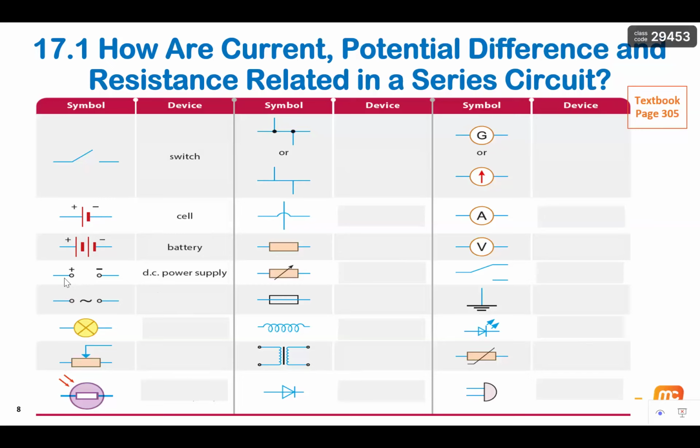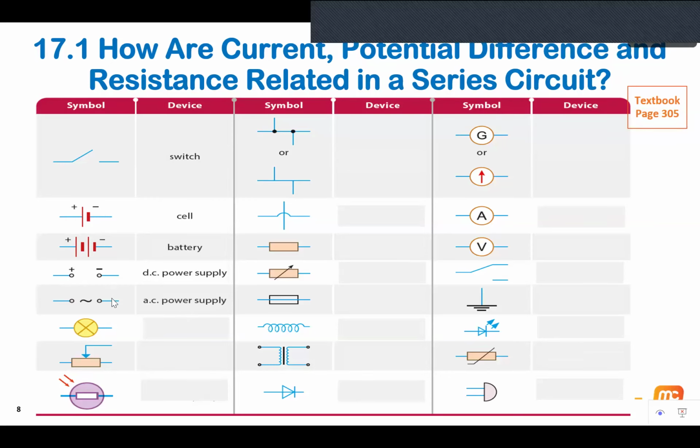It means that the current only flows in a single direction. And when you see this, it actually means an AC power supply, which means that the current flows in changing direction. First, it flows from left to right, and then later it flows from right to left. So the direction of the current keeps changing. Next is the common light bulb. And then these two will be learned in this chapter later on.